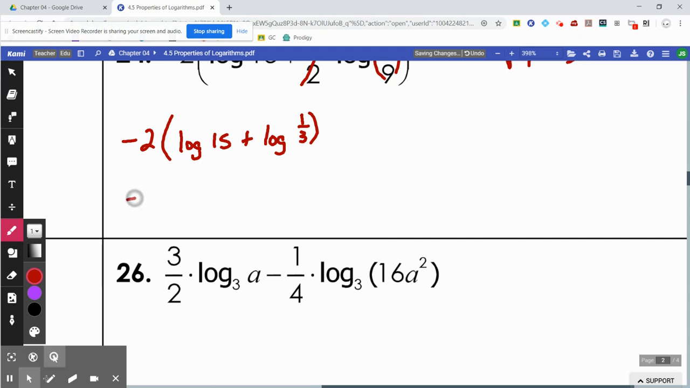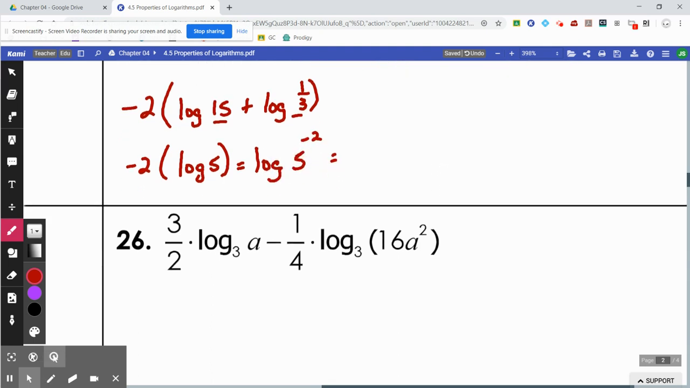Next up, a log plus a log. We can combine with the product rule, so we're going to multiply our arguments. 1/3 times 15 gives you 5. We're now going to move this up to an exponent, and that'd be log of 5 to the -2 power. To make a negative exponent positive, bring it to the bottom. That'd be the log of 1 over 5 to the second, or 1/25.